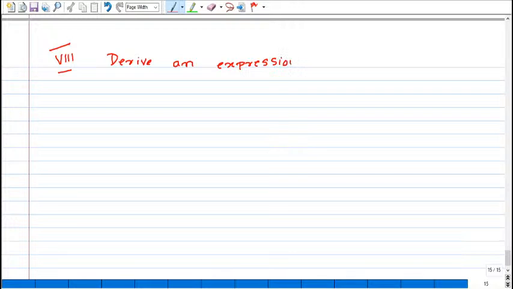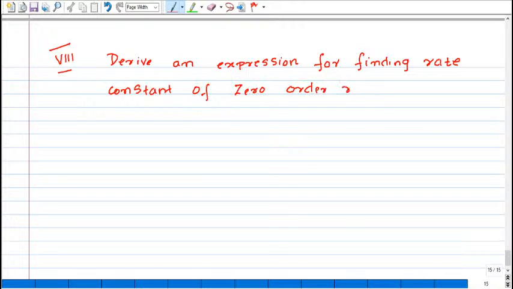Derive an expression for finding the rate constant of a 0 order reaction. It's a very, very important question. Remember, 0 order reaction. So this is the question. It's a very, very important one.